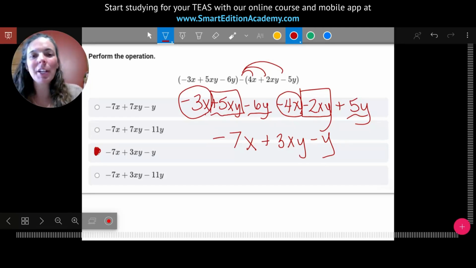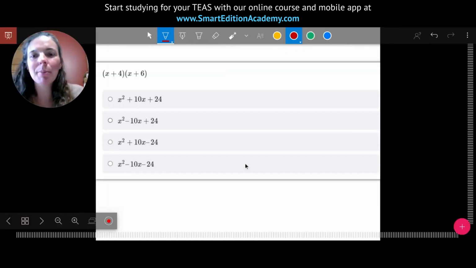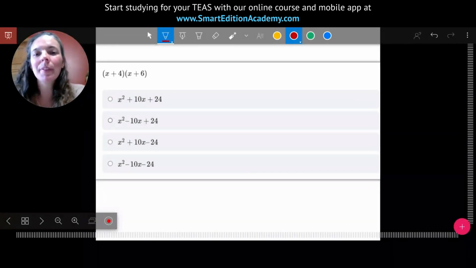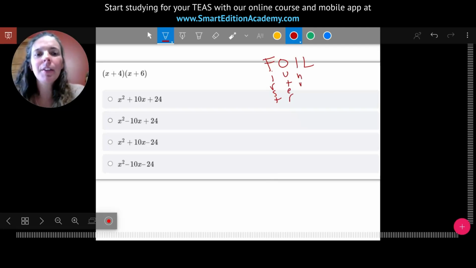All right, so we talked about addition and subtraction with polynomials. Let's just do a couple examples with multiplication. We need to be confident multiplying binomials, which is basically just double distribution. So I like to use the acronym FOIL, which stands for first, outer, inner, and last. So what does that look like?